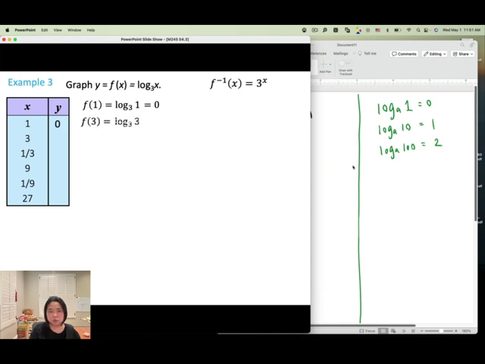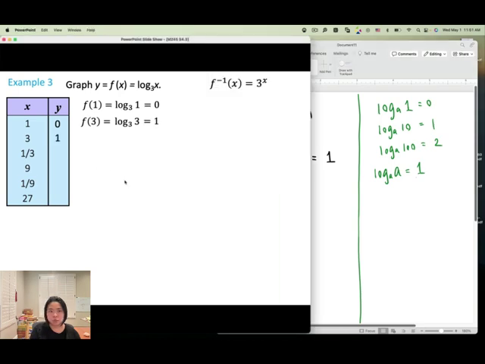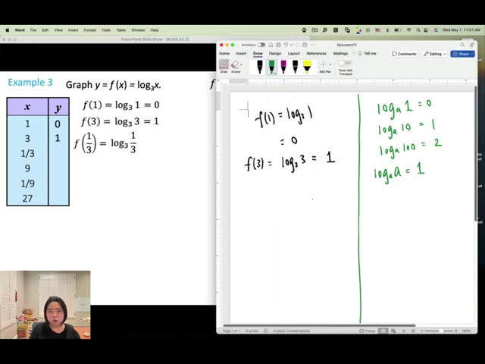Second one, when we have a log with the base 3 of 3, that will be equal to 1. That's another formula here. If they have the same thing, a and a, that is going to be equal to 1. When they have the same base with the x here, that will be equal to 1. So this guy is going to be equal to 1. Okay, 1/3.